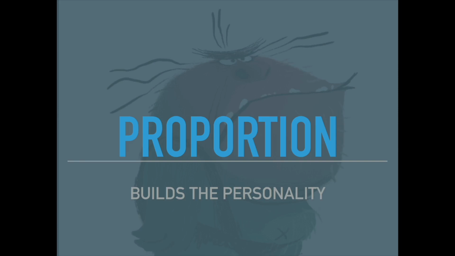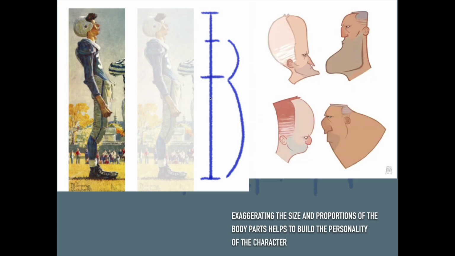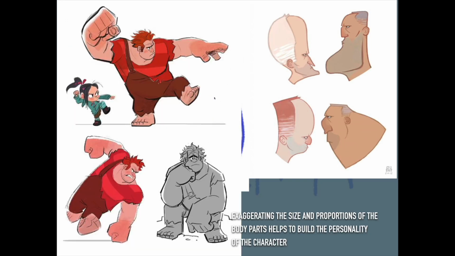Speaking about proportion, pushing the proportions and exaggerating the length and size of body parts, even with smaller details like fingers, can really help to build the personality of your character. You can make them appear weak or strong, agile or clumsy, kind or evil, through emphasizing some features of their physical appearance.